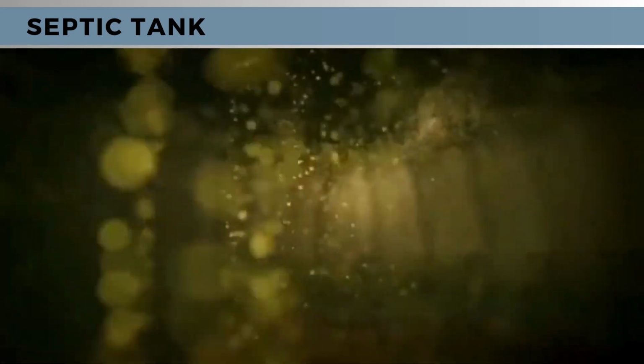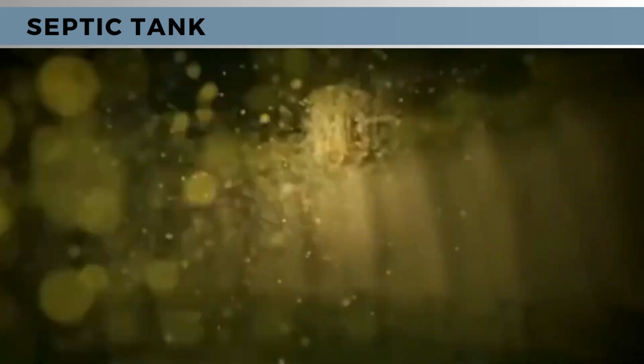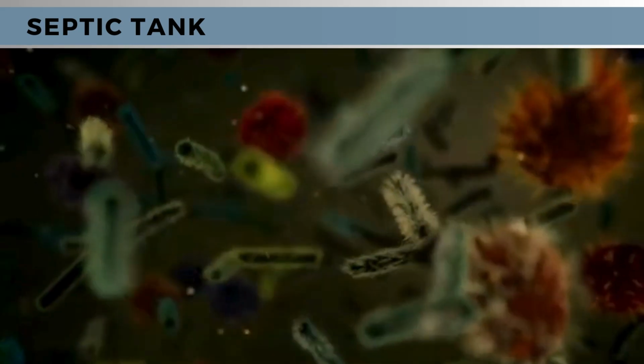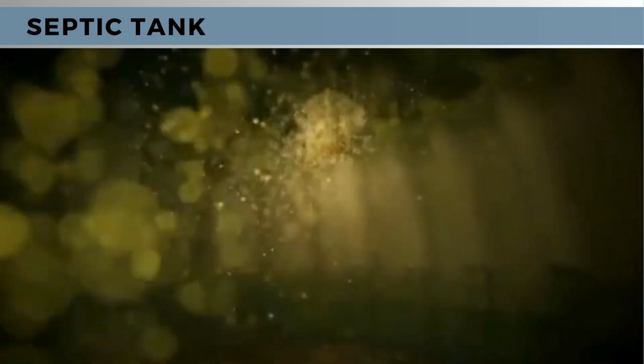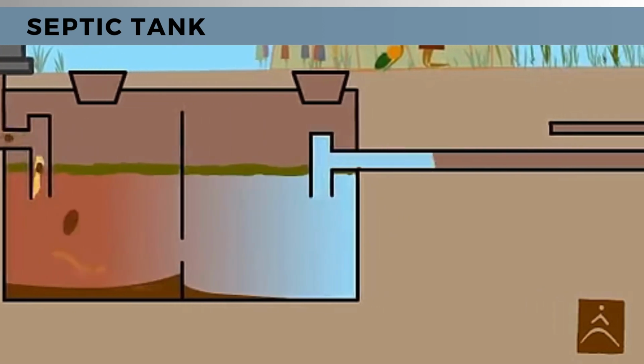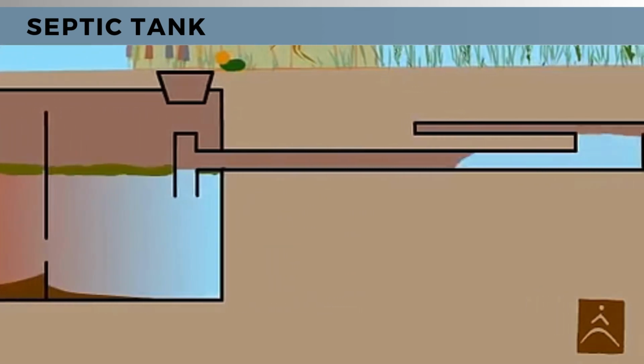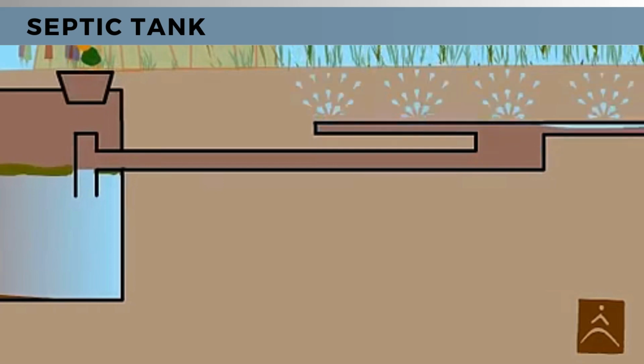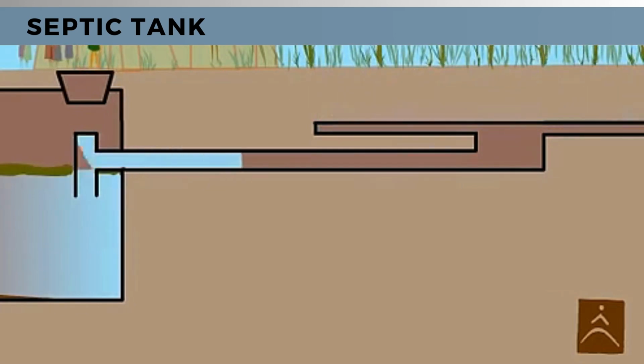Anaerobic bacteria in the tank break down some of the solids, reducing the overall volume of sludge and converting some of the waste into gases such as methane and hydrogen sulfide. In the outlet pipe, the effluent flows out of the septic tank through this pipe. This is usually located near the top of the tank. It prevents solid waste from leaving the tank and entering the drain field.